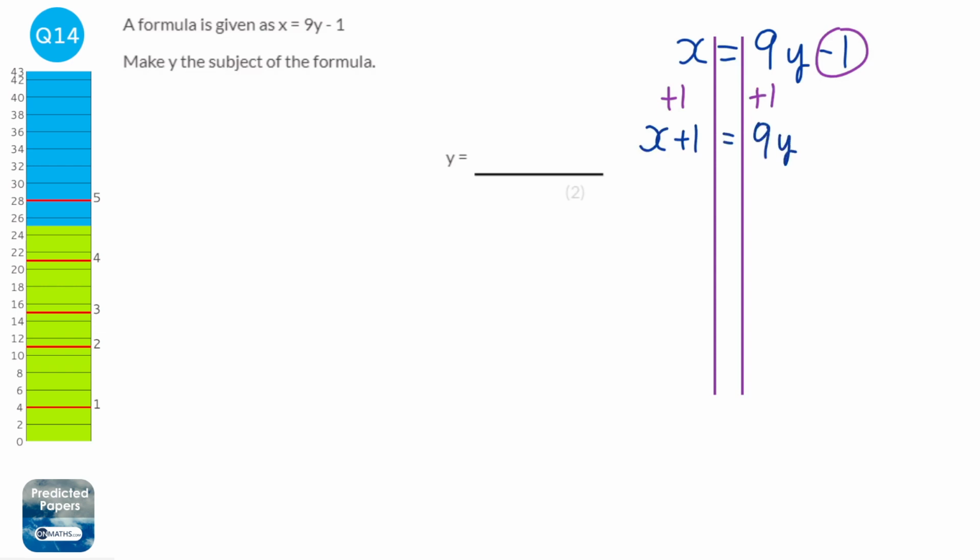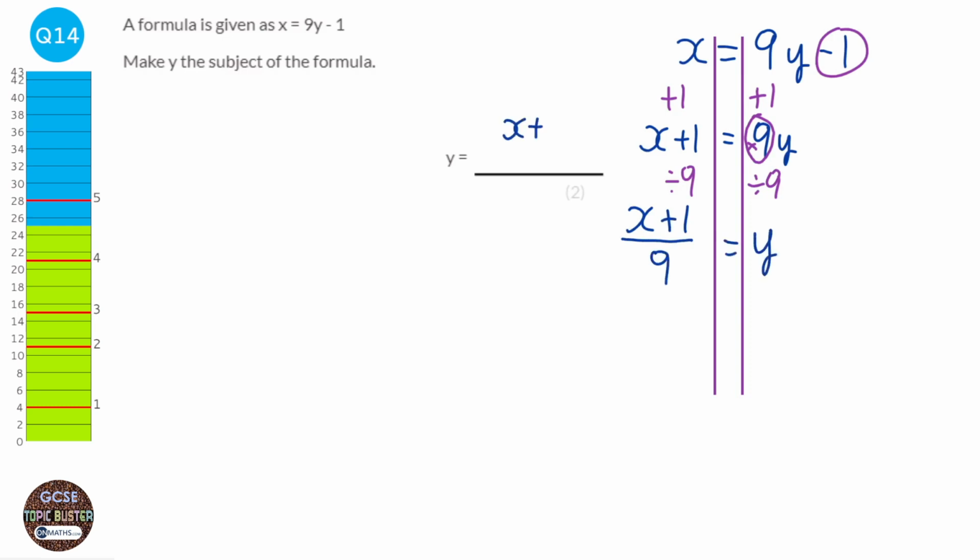What else do we have that stops y from being on its own? Well, there's times 9 here. So we're going to do the opposite, the inverse, which is divide by 9 on both sides. To do that nicely, we just do it as a fraction. x plus 1 over 9 equals y. So therefore y is x plus 1 over 9.